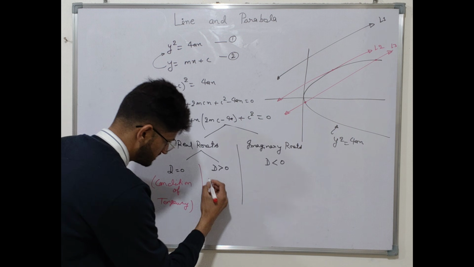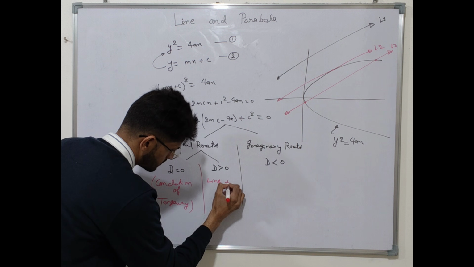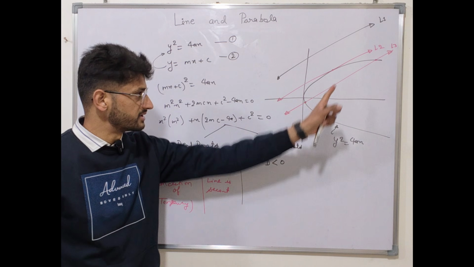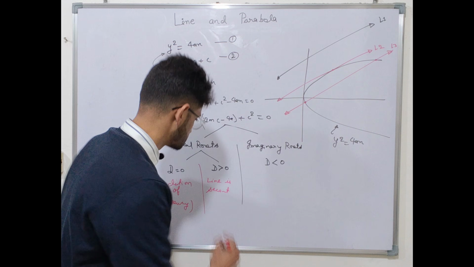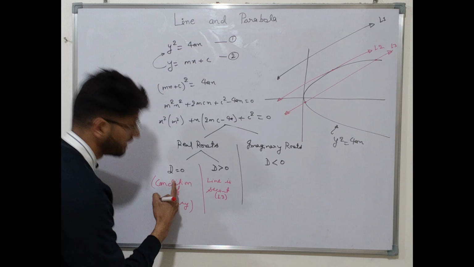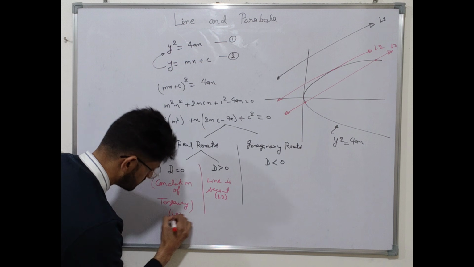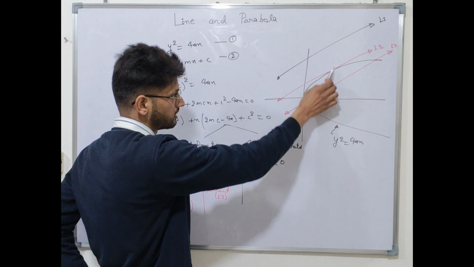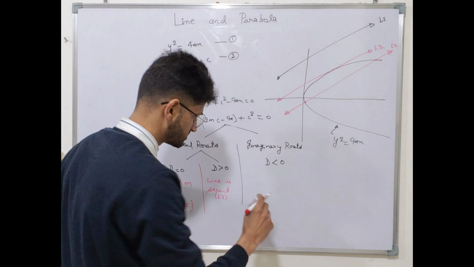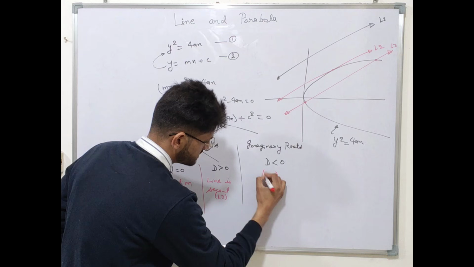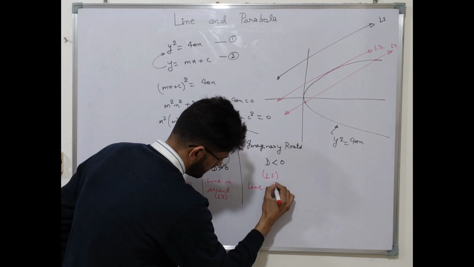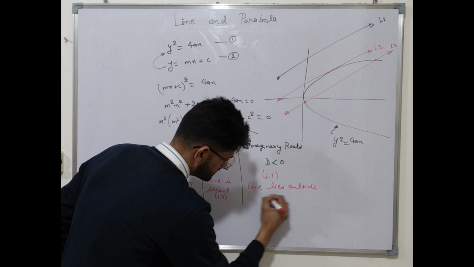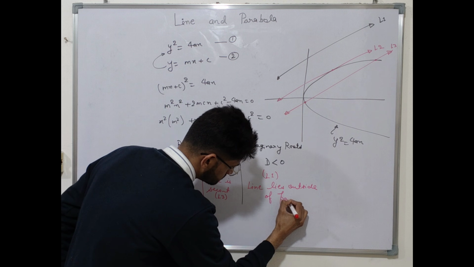In D greater than 0, it means the line is secant. That is, the line will cut the parabola at two distinct points, point 1 and point 2. Line L3 will be the example in this case, and for D equals 0, line L2 will be the example. And here D less than 0 means there will be no real roots at all between line and parabola. That means they will never intersect or touch. That means line L1 is the example, and in this case, the line lies outside of the parabola.